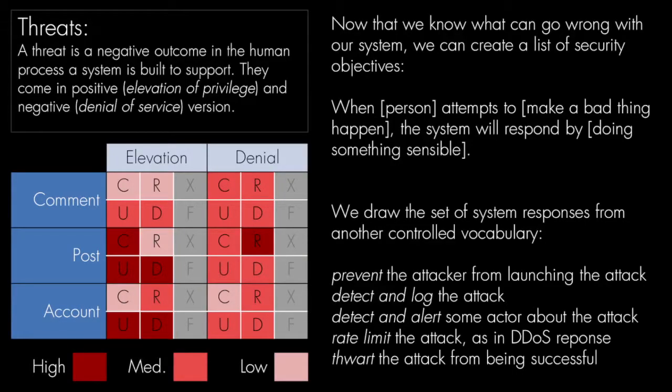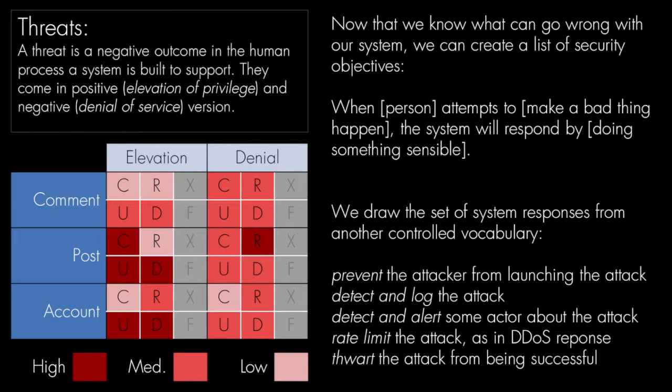So next, we go from this to threats and security objectives, now that we have a model of the requirements. A threat in my world is any negative outcome in a human process the system is built to support. So if I can either stop you from doing a thing that you're supposed to be able to do, or do a thing that I'm not supposed to be able to do, that's a threat to the system. That's a negative outcome. Once we build a matrix, we don't generally take into account who is doing this, because in our experience, and that of the other consultants who've worked with this process, it turns out it doesn't really matter who does a thing for how bad it is.